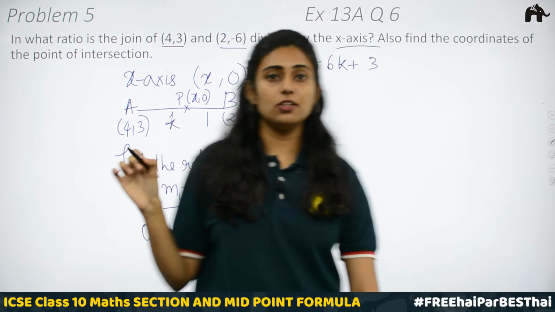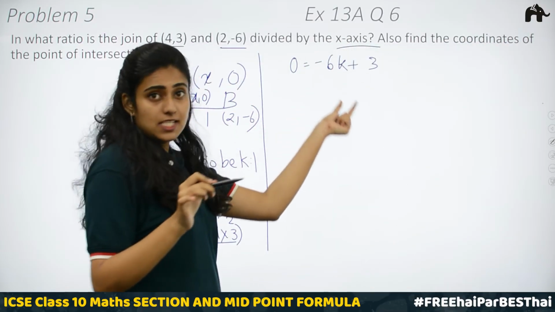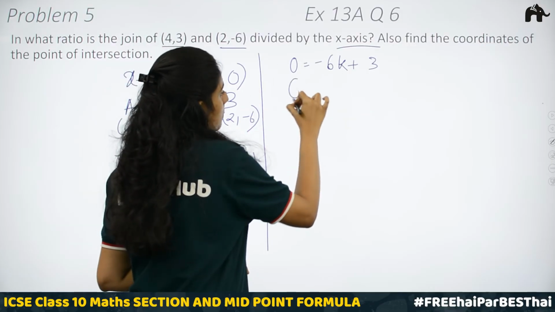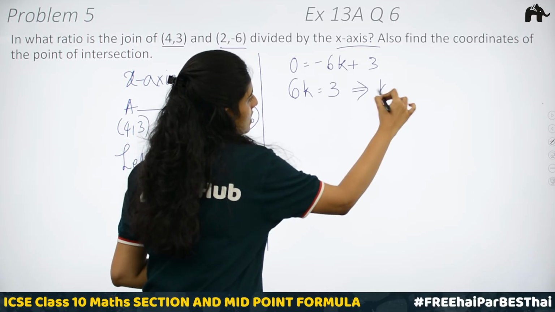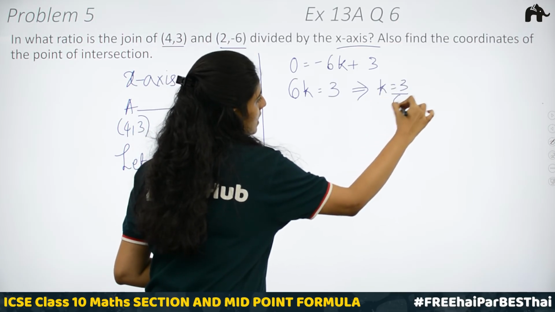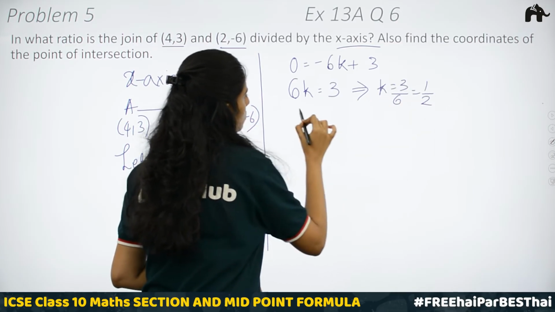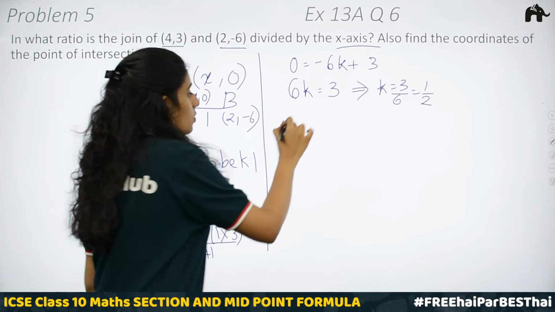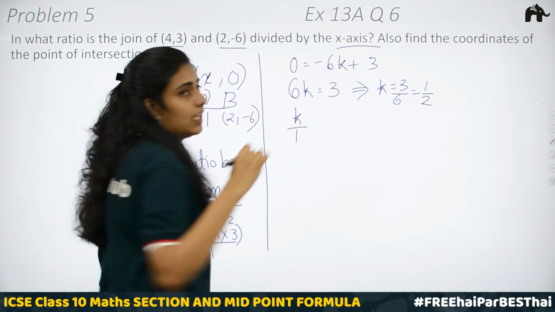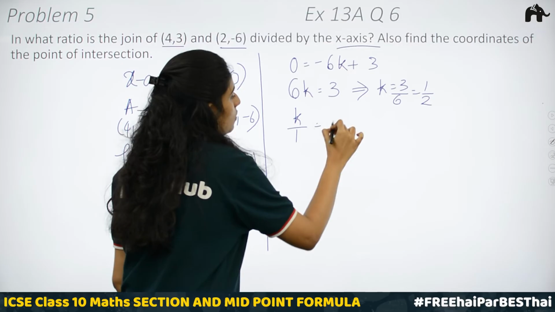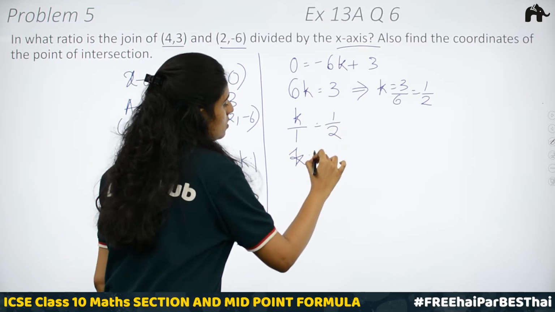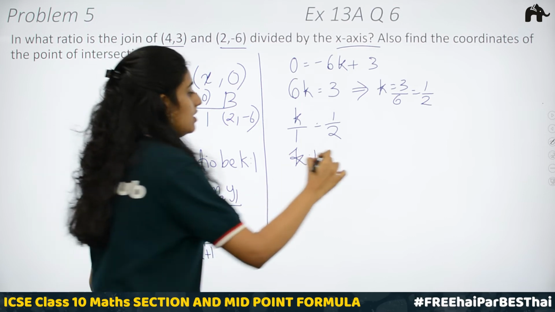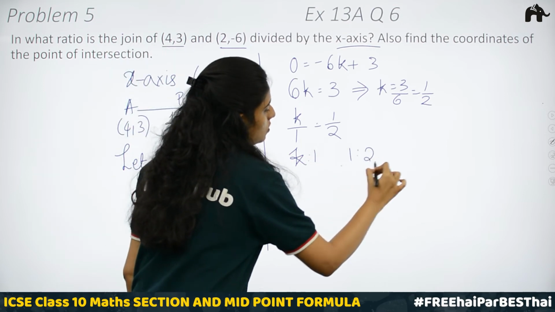Then what is the value of k? Taking minus 6k to the opposite side, plus 6k equal to 3, which implies k is equal to 3 by 6, or 1 by 2. Then what is the required ratio? k by 1, or k is to 1, is equal to 1 by 2 divided by 1. We can write k is to 1. The required ratio k is to 1 is equal to 1 is to 2.